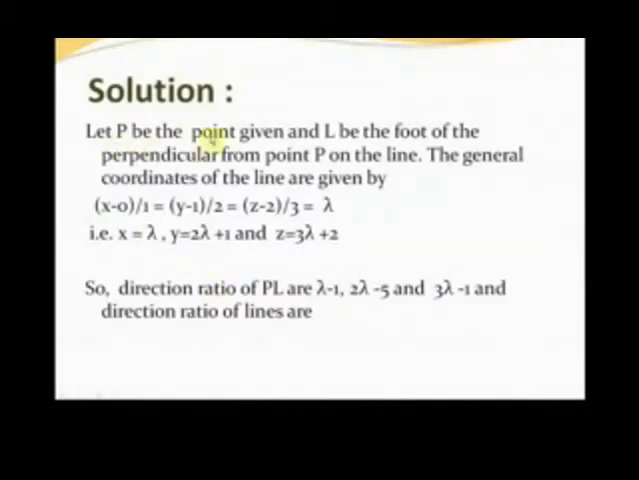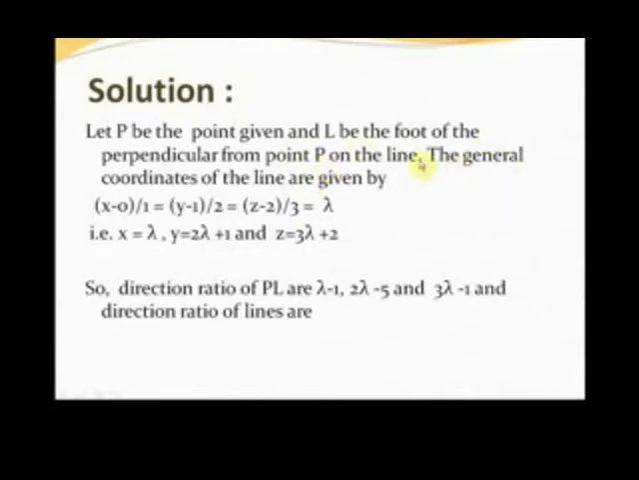Now let's try to solve an example. Find the image of the point (1, 6, 3) in the line x by 1 equal to (y minus 1) by 2 equal to (z minus 2) by 3. So in this problem we have to find the image of the point (1, 6, 3) about the line, the equation of which is x by 1 equal to (y minus 1) by 2, which is equal to (z minus 2) by 3. So let us say that P is the given point and L is the foot of the perpendicular from point P on the given line.